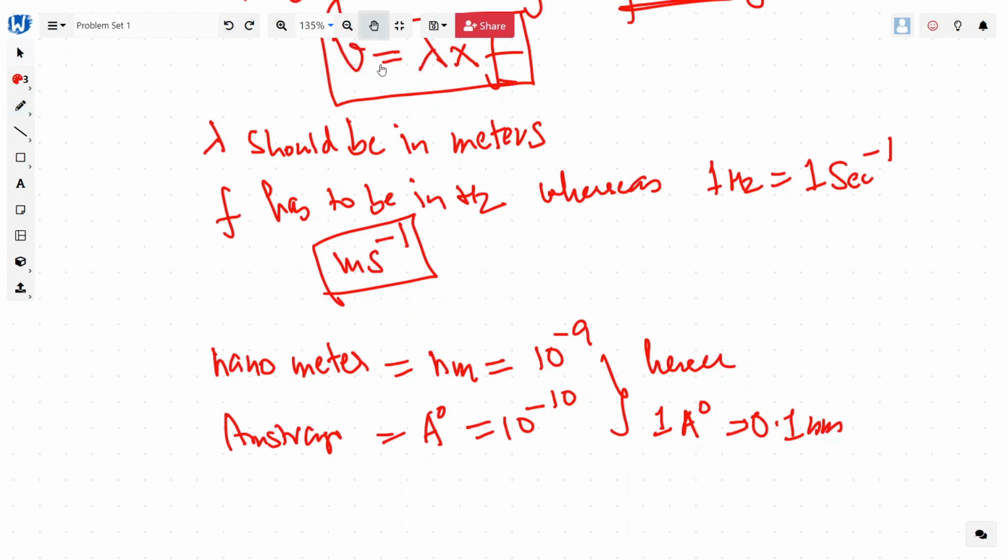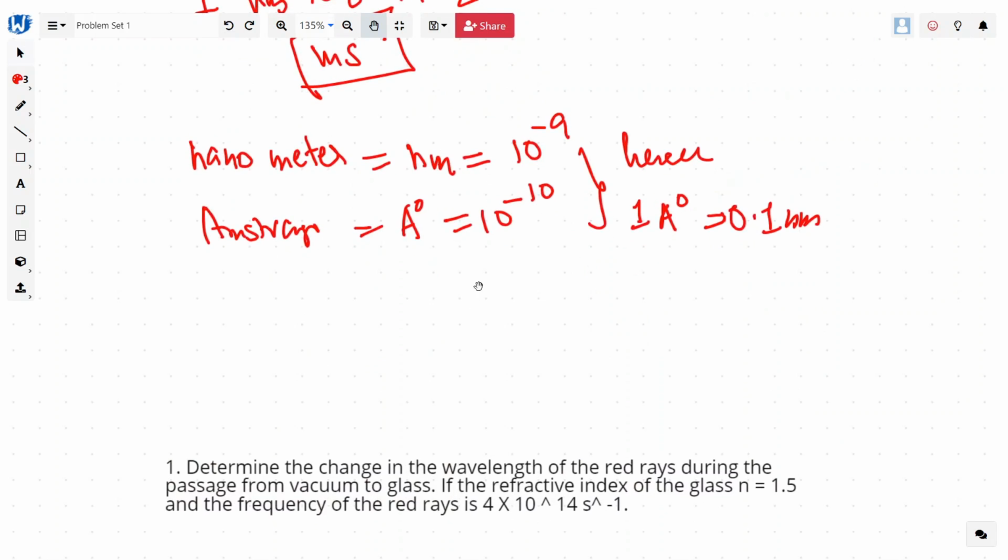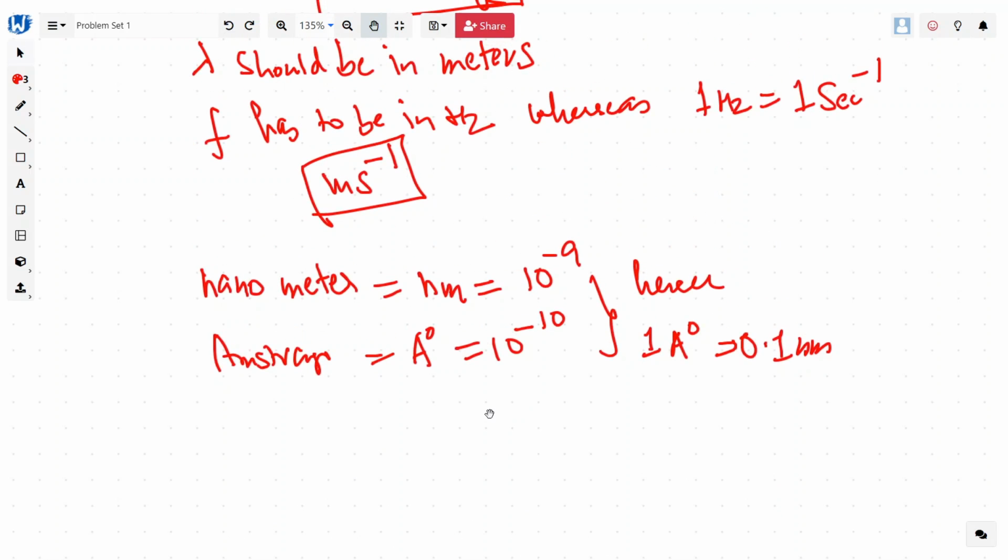Now we may have observed in many experiments that when a light ray travels from one medium to another, color does not change, which means that the frequency of the light, when traveling from medium 1 to medium 2, remains the same.